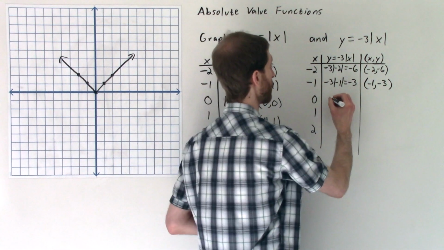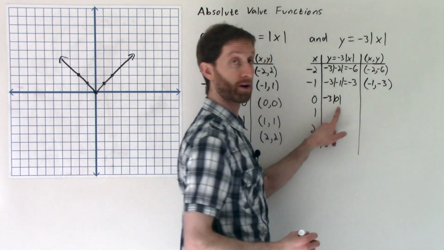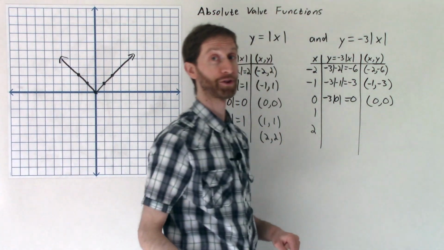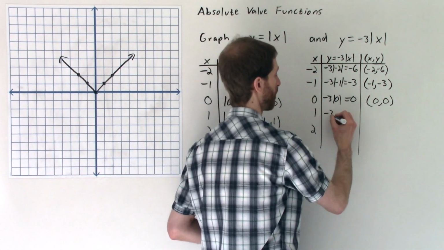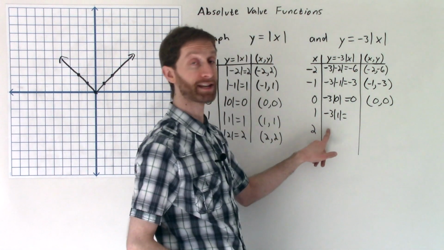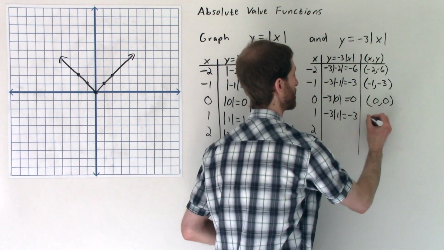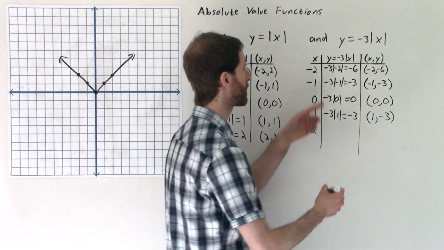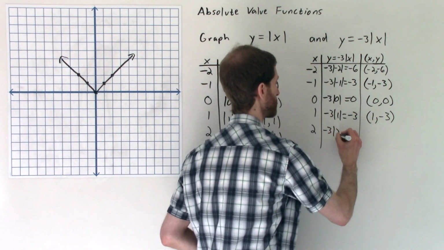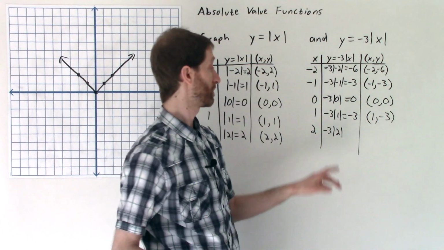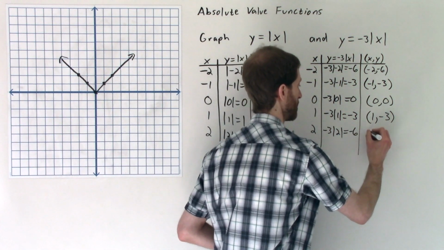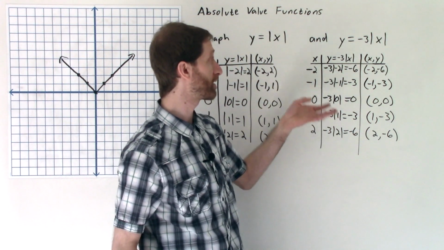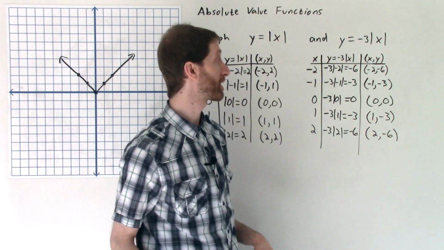The absolute value of 0 is 0, times -3 is 0. So that's the point 0, 0. For 1, the absolute value of 1 is 1, times -3 is -3, doing all our work in the center box and getting the point 1, -3. Finally, we plug in 2 into our function, -3 times the absolute value of 2. The absolute value of 2 is 2, times -3 is -6. So we get the point 2, -6. Remember, all we did is plug in the x values to find the corresponding y values. Now we're going to plot them all.